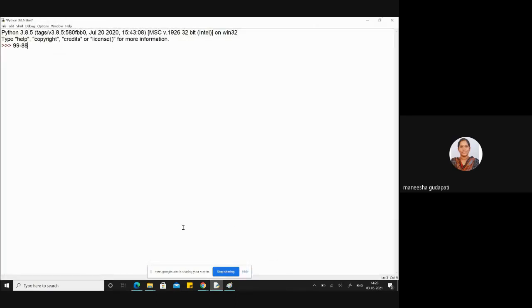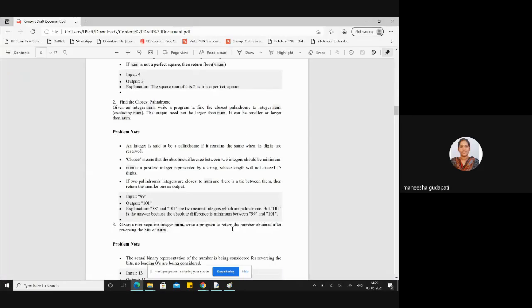99 minus 88, 11. In the same way, 101 minus 99. What is the distance between these two? 2. So which is nearer to 99? The nearer one is 101. So 101 will be printed. Got it? The absolute difference is minimum between 99 and 101. So you have to consider 101 as the output.